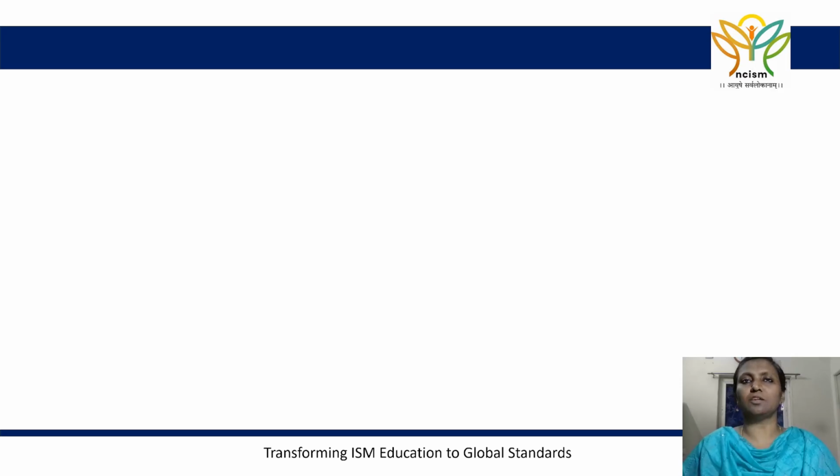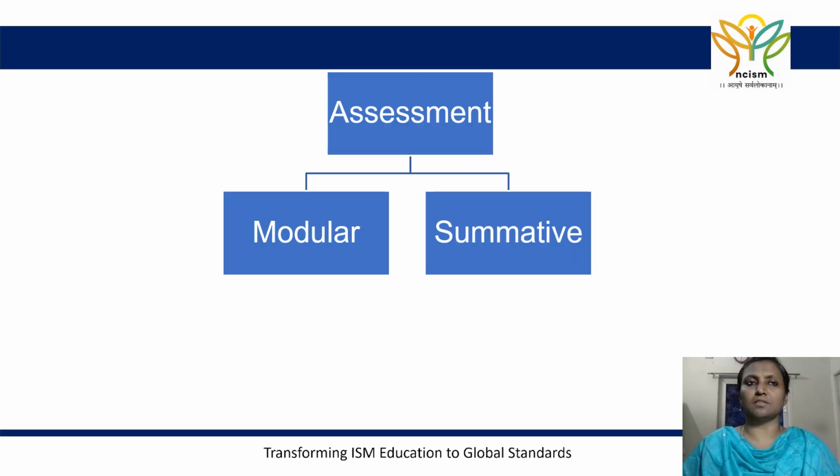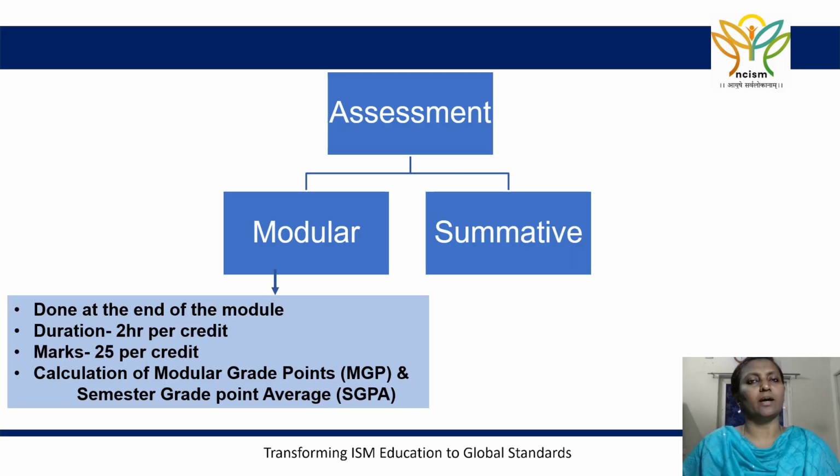The assessment methods are divided into two types, namely the modular or formative assessment and summative assessment. The modular assessment is done after the completion of each module. Its duration and marks allotment depends on the credits allotted to that module. That is, if the module has 1 credit, then the duration is 2 hours and assessment should be done for 25 marks. And if it has 2 credits, then 4 hours should be allotted for assessment and the marks will be 50. These marks should be used for the calculation of modular grade points or MGP and semester grade points average SGPA in the end of the semester.